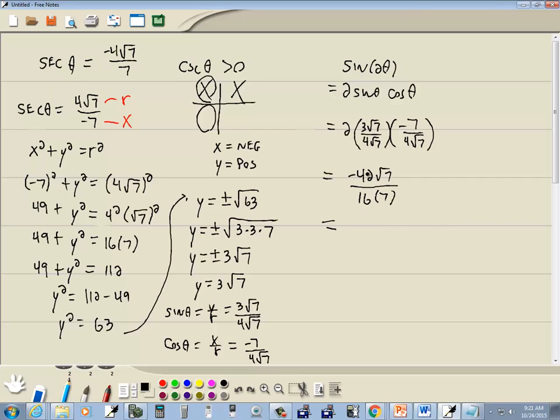Now 42 and 16 I can simplify. They're both divisible by 2 at least. So that gives us negative 21 square root of 7 over 8 times 7. 21 over 7 I can reduce. That's negative 3 square root of 7 over 8, I guess, because that disappears. Because 21 divided by 7 gives you the 3.